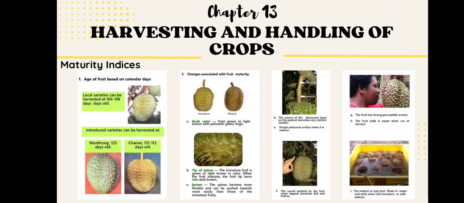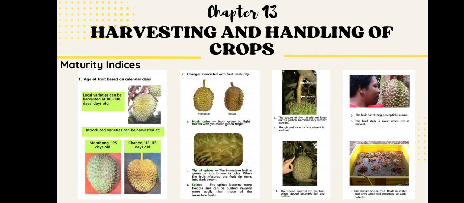And the spines become more flexible and can be pushed inwards more easily than those of the immature fruits. And then the structure of abscission layer on the pedicel becomes very distinct or namamaga na siya. Pag matured na yung durian, nagiging rough yung pedicel surface nito. And also the sound emitted by the fruit when tapped becomes dull and hollow.